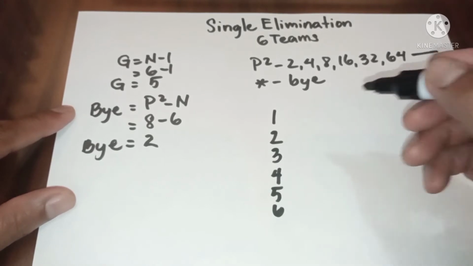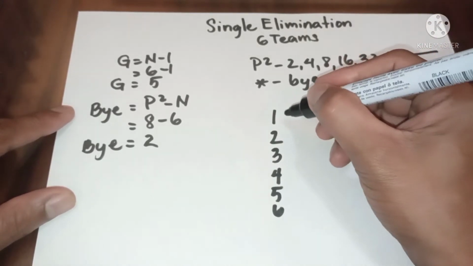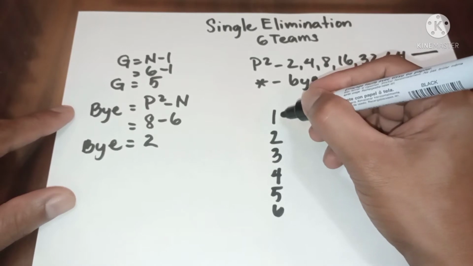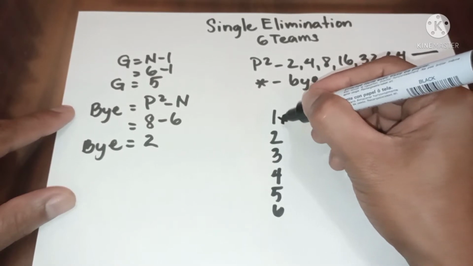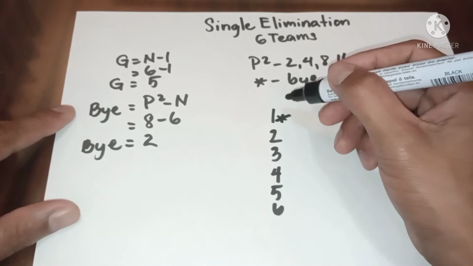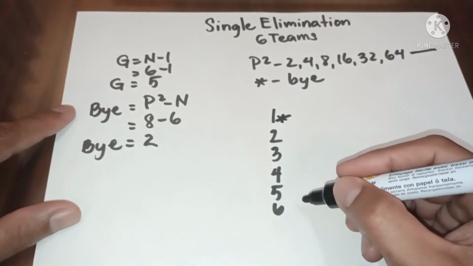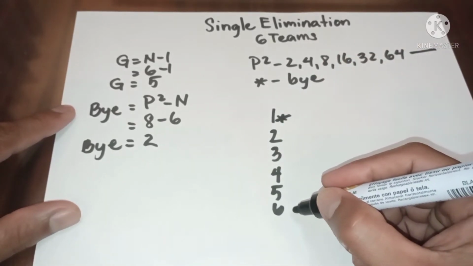Since we have 2 byes, the first one should be placed on the top of the upper bracket, and the other one must be at the bottom of the lower bracket.